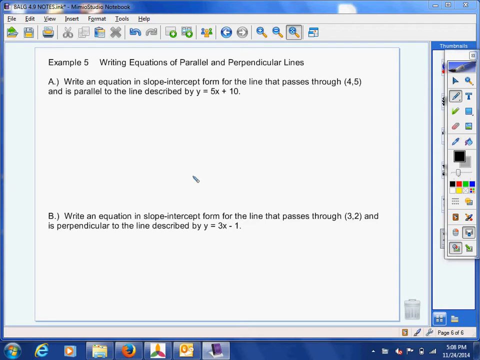This is example 5, and we're going to be writing equations for parallel and perpendicular lines from given information. Now, I will go ahead and note for you, this is definitely a state test topic right here. You're going to see, I don't know how many questions, but at least a couple that are going to ask you to do this particular skill. So we're going to spend extra time on this.